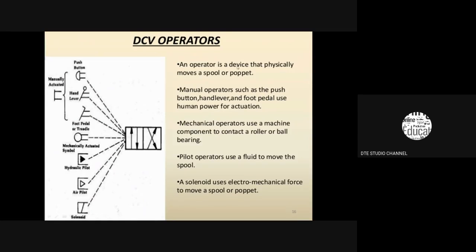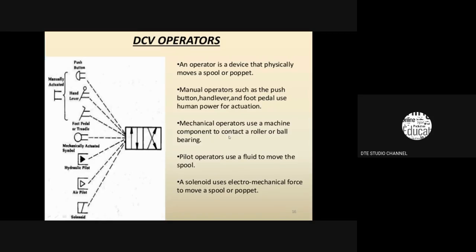An operator is a device that physically moves a spool or poppet. To move the spool inside the valve body, a number of devices can be used. These are known as operators. Manual operators such as a push button, hand lever, pedal use human power for actuation. Manually, to move the spool in the valve body, these devices are used, like a push button, hand lever, or foot pedal. It is known as manual operation.